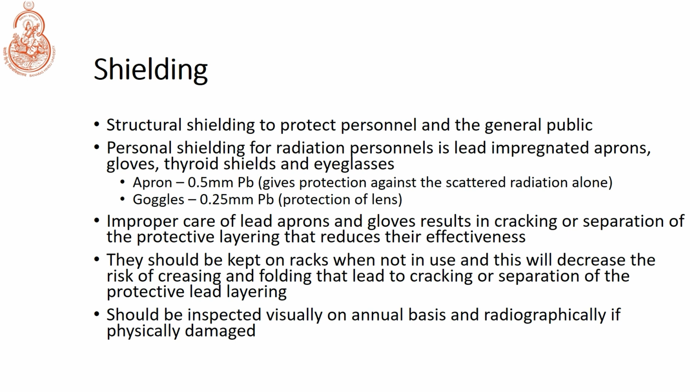The next personal shielding is the goggles. It protects the lens, and usually the lead lining has a thickness of 0.25 millimeters of lead. The improper care of lead aprons and gloves may result in cracking or separation of the protective layering that reduces their effectiveness. They should be kept on racks when not in use, and this will decrease the risk of creasing and folding that lead to cracking or separation of the protective lead layering. And they should be inspected visually on an annual basis and radiographically if physically damaged.